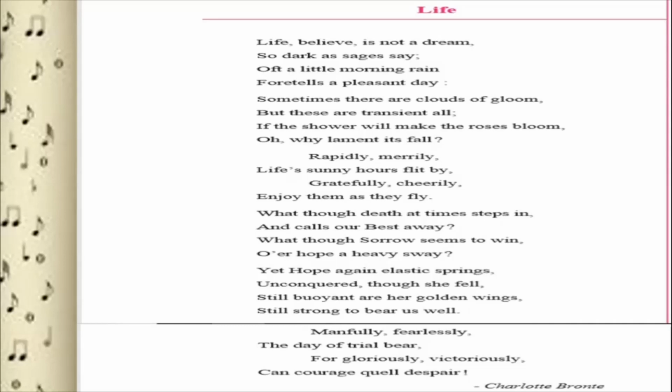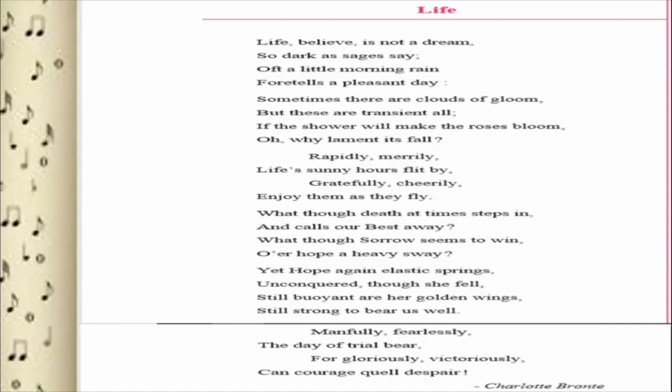Now when we do English grammar, we know that there is a certain category of words which we call synonyms. Synonyms means what? Words which have the same meaning. So manfully and fearlessly, both of them have the same meaning, that is nidar hoke, not being scared at all.